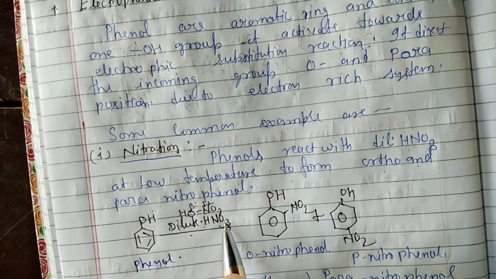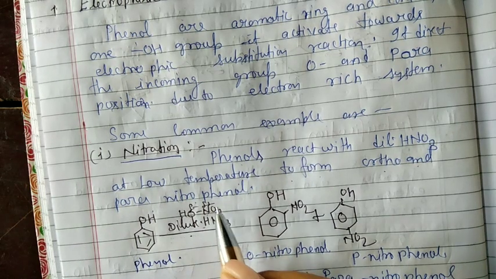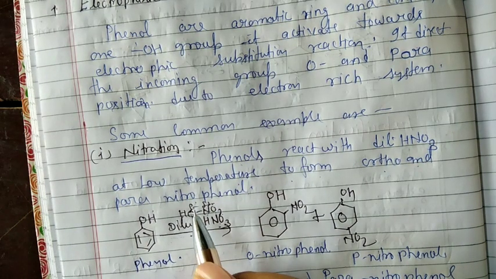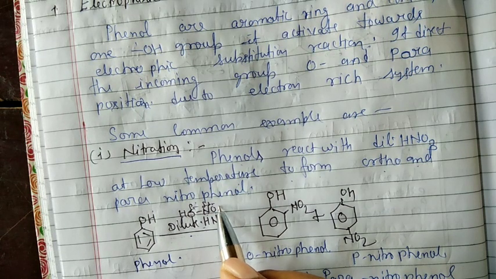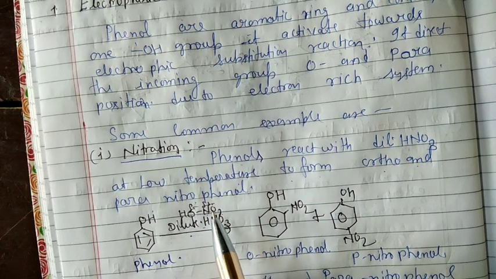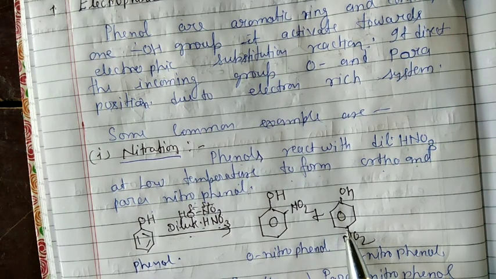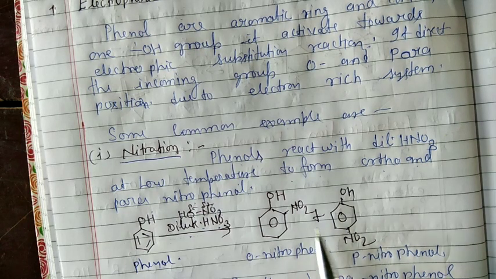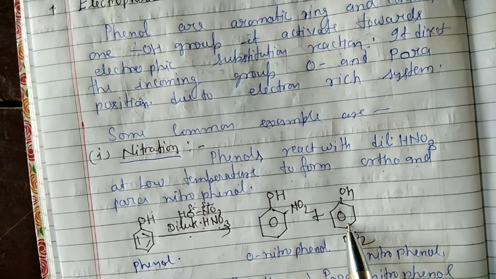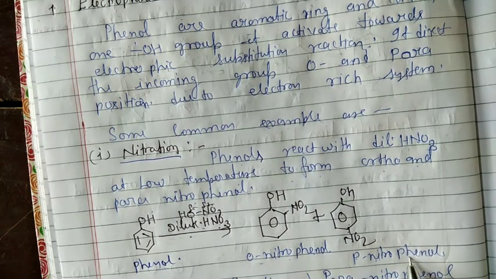This nitric acid breaks into HO and NO2. So NO2 is the plus and HO is the minus. NO2 acts as the electrophile. Okay, so this NO2 can attack either the ortho position or the para position. So two isomers are possible here, forming ortho-nitrophenol and para-nitrophenol.